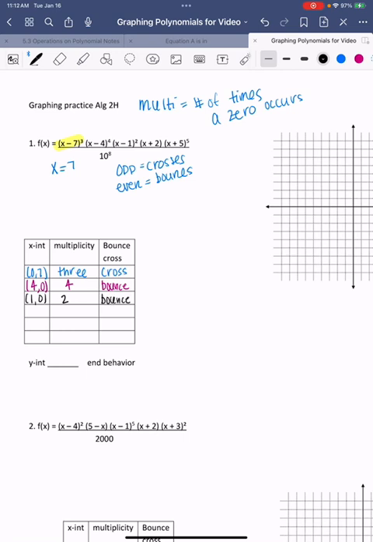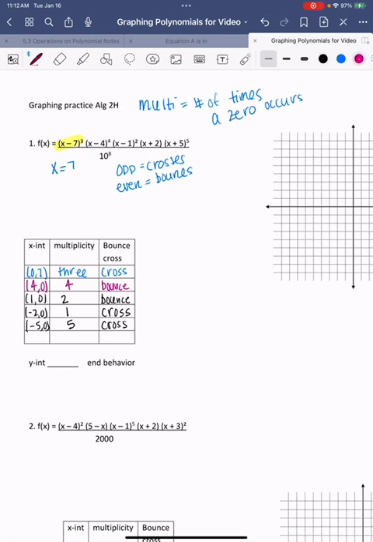Continuing on, x plus 2 is the factor, so the zero is going to be at negative 2. Its multiplicity is 1, which is an odd number, so we cross. And lastly, we have x plus 5 to the 5th, so that zero is going to be at (negative 5, 0). Its multiplicity is 5. 5 is odd, so we're going to cross.